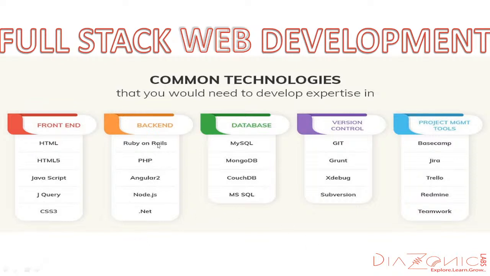In back end we'll have Ruby, PHP. We also have a derivative of JavaScript here called Node.js, and we also have Angular, that's also derived from JavaScript. So JavaScript can be used on backend as well, and we have .NET as well.